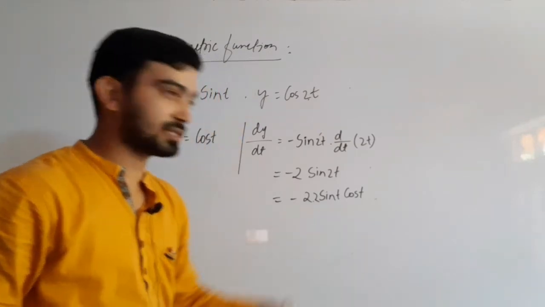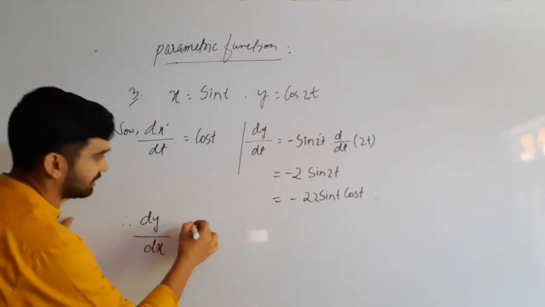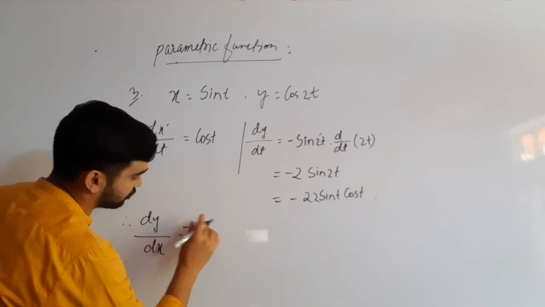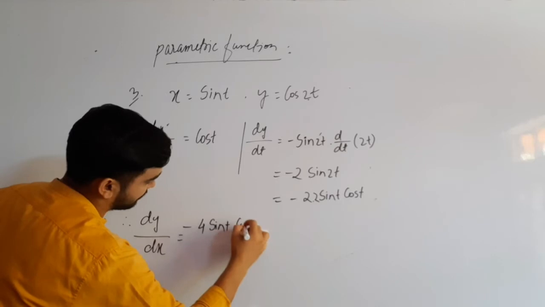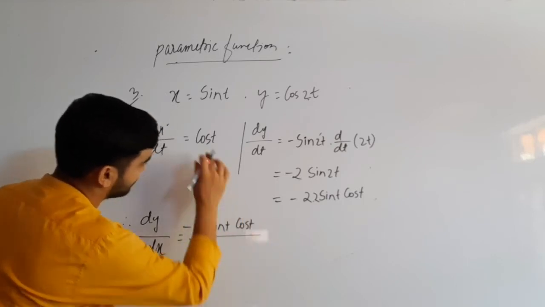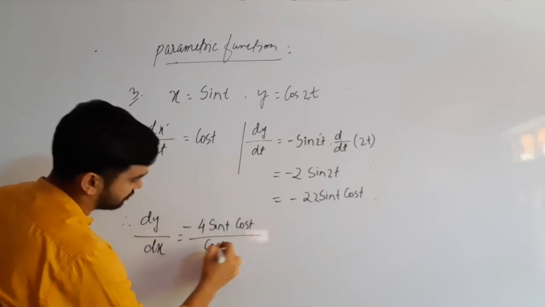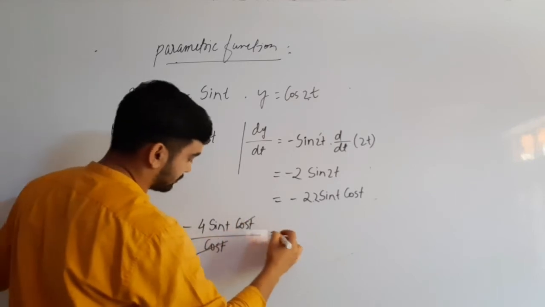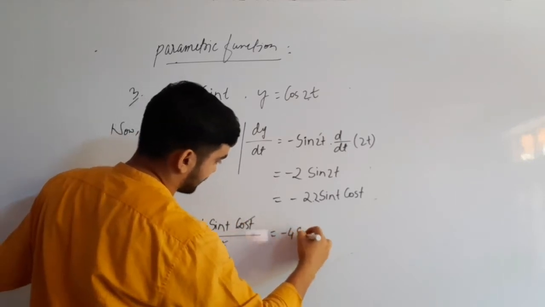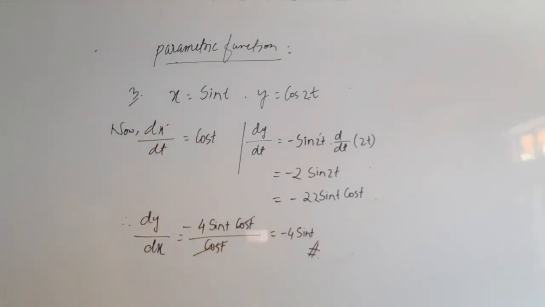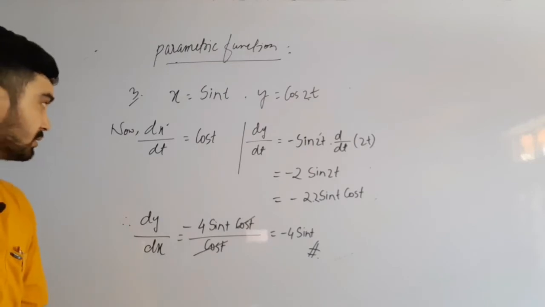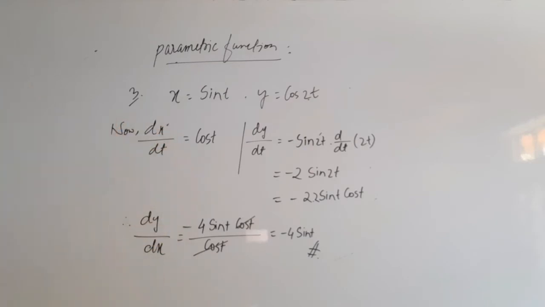dy by dx is dy by dt divided by dx by dt, that is minus 2 into 2 sin t cos t divided by cos t. Cos t gets cancelled out, so it will be minus 4 sin t, which is our final result. So you saw there was no problem. Question number 3 completed, move to the next question.